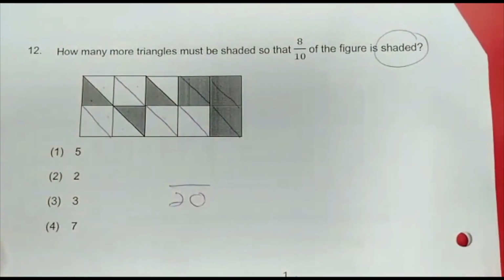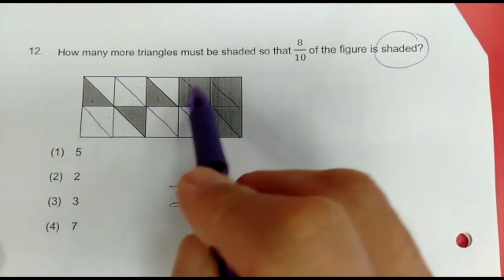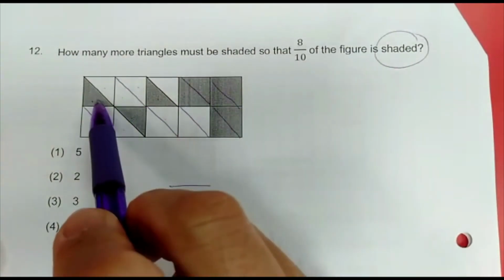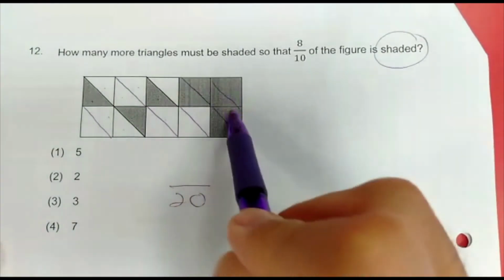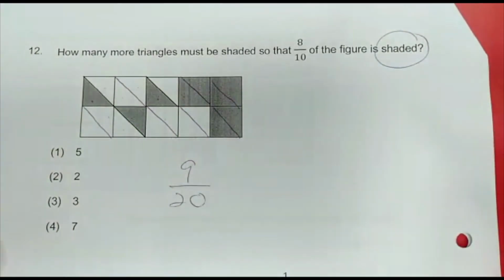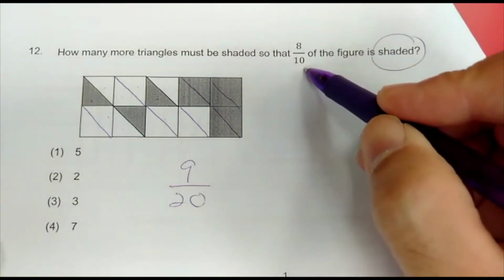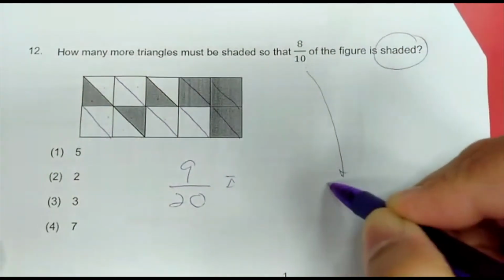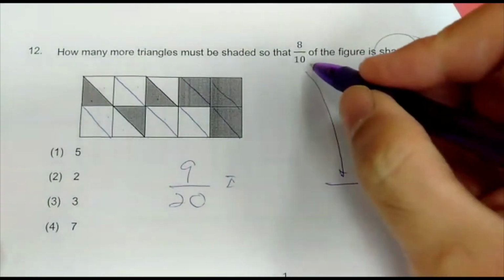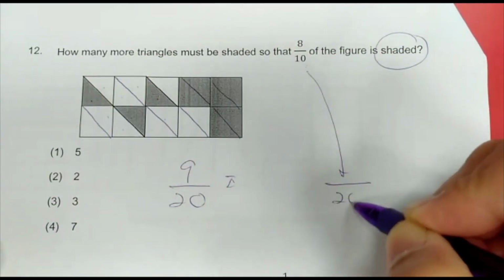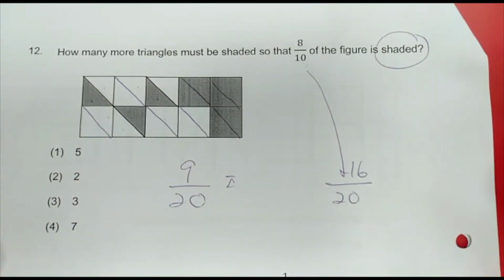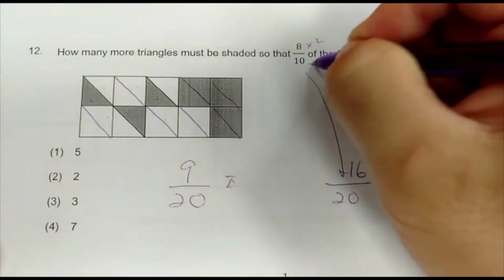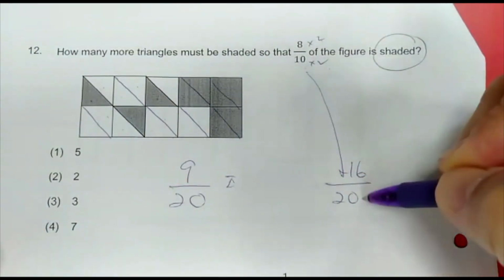How many are shaded? 1, 2, 3, 4, 5, 6, 7, 8, 9. Double check. 1, 2, 3, 4, 5, 6, 7, 8, 9. I have 9 that are shaded. Now, this is obviously not this. To get this, what must happen? If I were to change to an equivalent fraction, 8/10 is the same as 16/20. I just times 2 times 2, right? I get 16, I get 20.